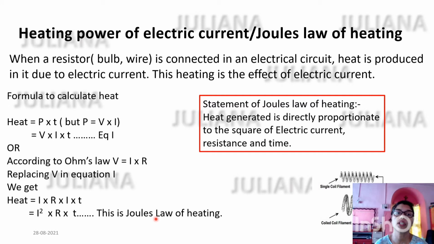So what did he notice about heating power of electric current? He noticed that heat is directly proportionate to the square of the current. It is directly proportionate to the resistance that is offered, and it is also directly proportionate to the time. So therefore, according to Joule's law, heat generated is directly proportionate to the square of electric current, to resistance and time. Okay, the more the resistance, the more will be the heat that is generated. And the lesser the resistance, lesser will be the heat that is generated. Same with time, more the time, more the heat that is generated. More the electric current, more is the heat that is generated. Okay, so that's called as Joule's law of heating.